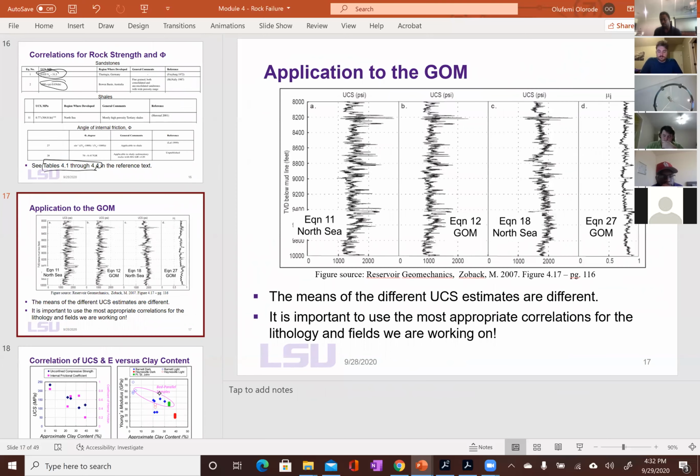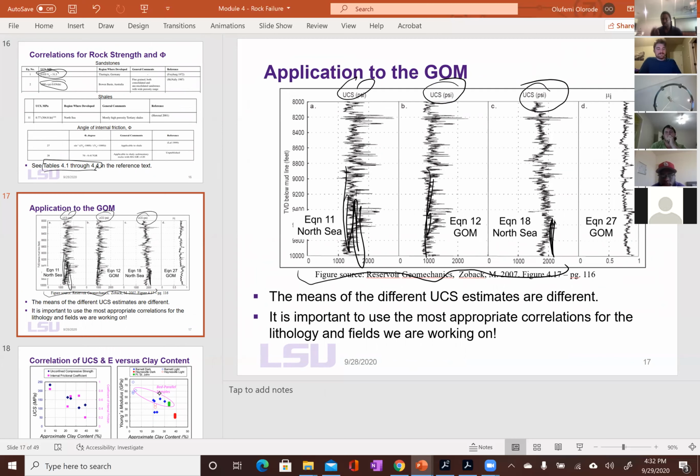And it's for well logs. Here, what do I show? The values are different, right? This is close to 1,000. This is between 1,000 and 2,000. This is closer to 2,000. And you're predicting for the same well log, same property, UCS. But it's different because the different equations were developed using different rock samples. So it's important to choose the right correlation equations that apply to the formation you're working on. That's the moral of the story there.